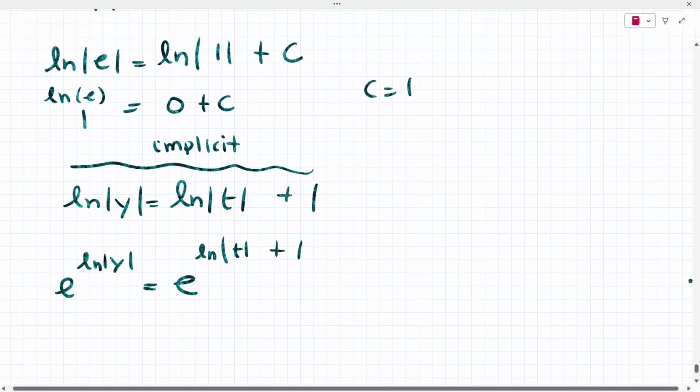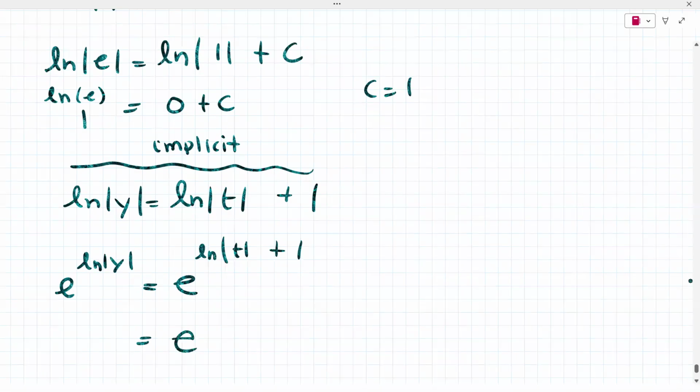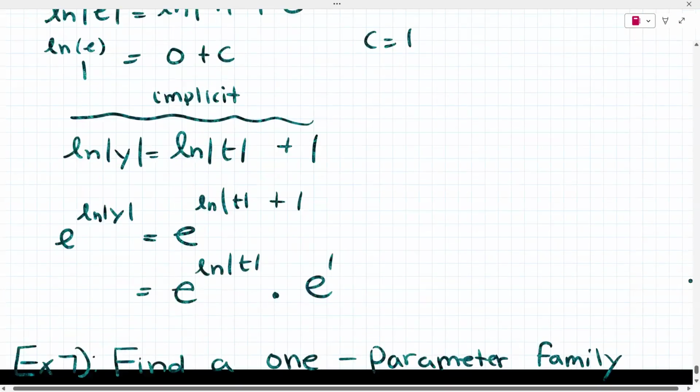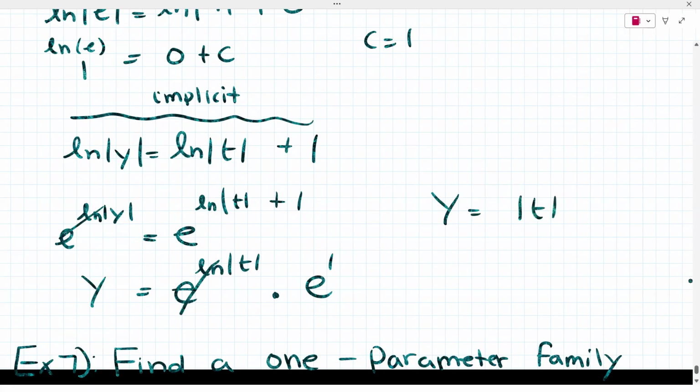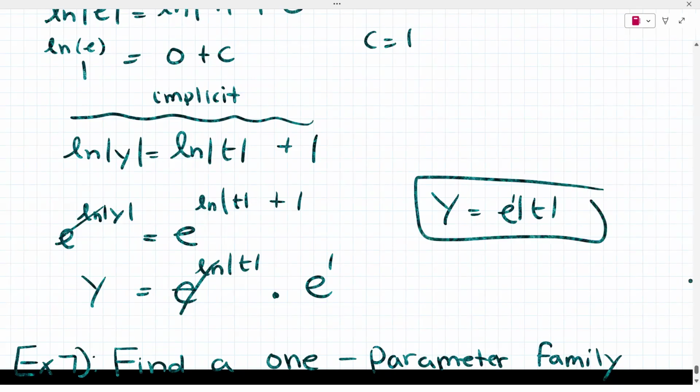Right? And then on the right side, you can simplify this because you have plus 1 here, so that could be expressed as e to the ln of absolute value of t times e to the 1. Okay, and then over here, the e and the ln cancel, and you're left with y. Over here, the e and ln cancel. So your final answer is y equals absolute value of t, and then e to the 1 is a constant, so you could put that in front. And that would be your final answer. So this would be your final explicit answer.